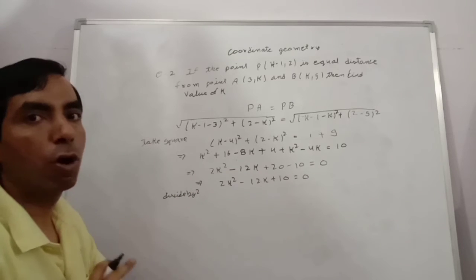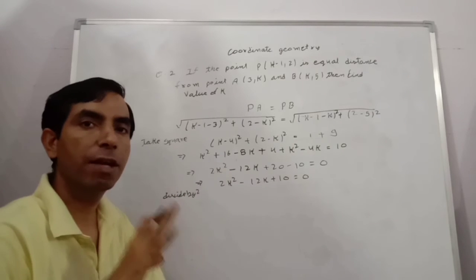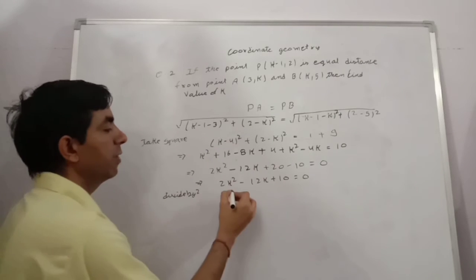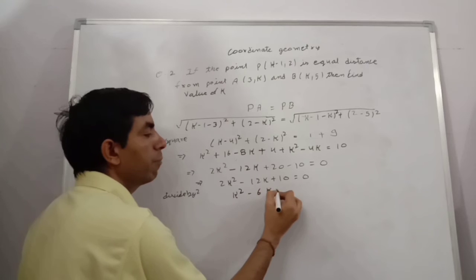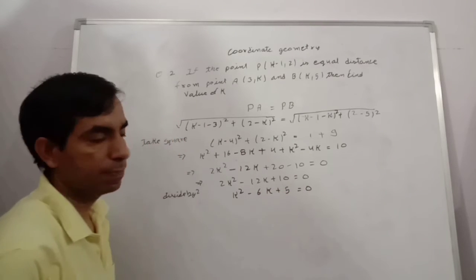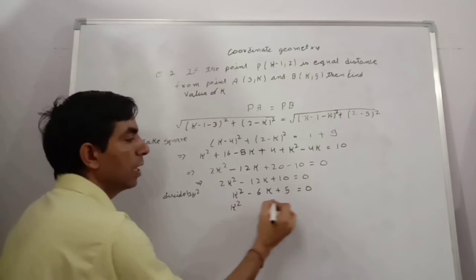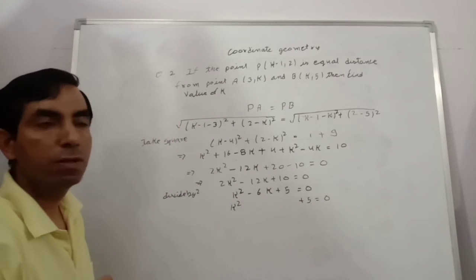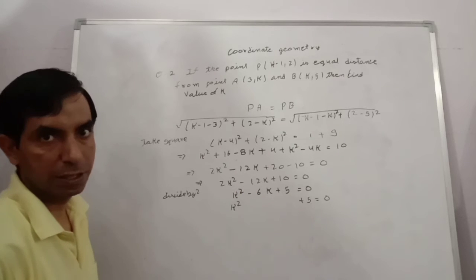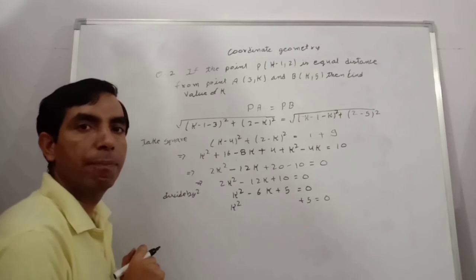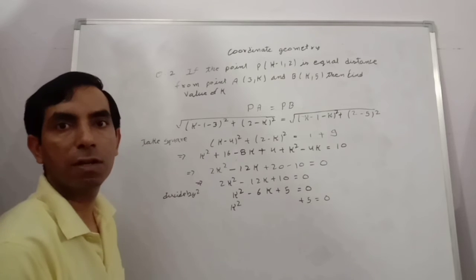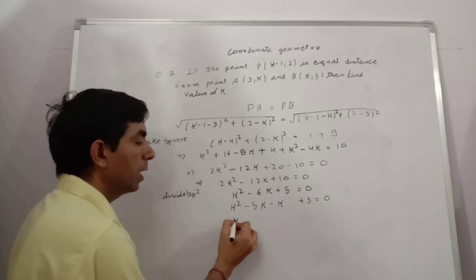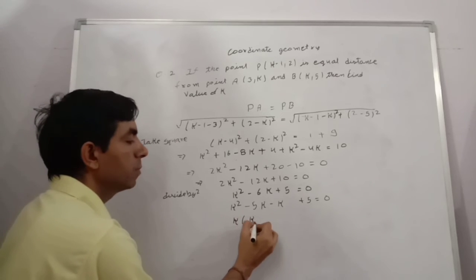In quadratic equations we have already learned that if all terms in the equation are divisible by a number, then divide by that. So 2 divides all terms, and we get k square minus 6k plus 5. Now we do the factorization. In factorization, the first and last terms come as they are. The outer multiple is 5, k square is positive, and now we take the middle term minus 6. So we write minus 5k and minus k. Now we take the common: take common k, then we get k minus 5.